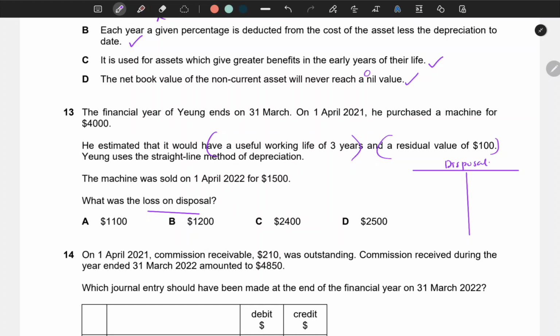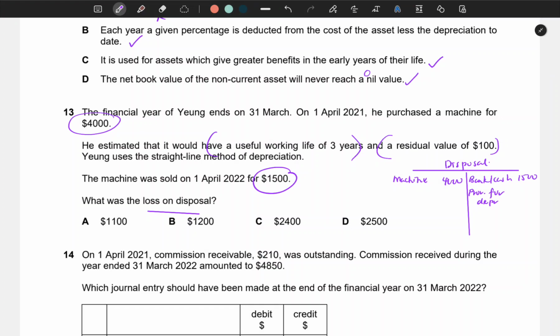The debit side must be the non-current asset at cost. This one is the machine, so it must be machine at cost 4,000. The credit side will be how much you sold the machine for. The machine was sold for 1,500, and I assume whether it's by bank or cash doesn't matter. Another one should be the provision for depreciation, so it should be the accumulated depreciation. How do we find the accumulated depreciation?